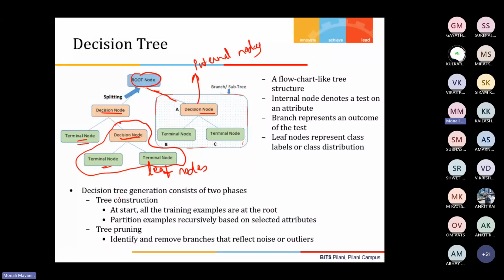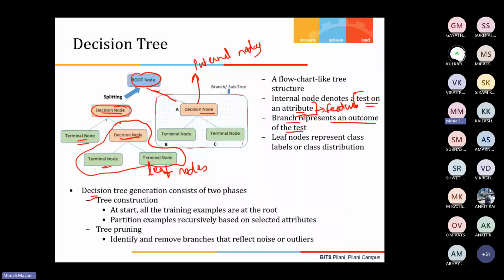In a decision tree, an internal node denotes a test on an attribute. This is important: a test on an attribute. Attribute is nothing but a feature. A branch represents an outcome of a test. So see, this is the decision node. That means we'll make a certain decision, like if something is greater than 5, or if gender is male. Those kinds of if questions will come on this decision node.